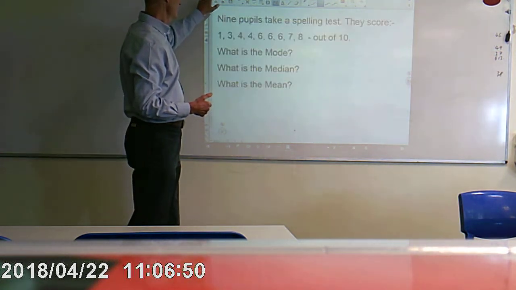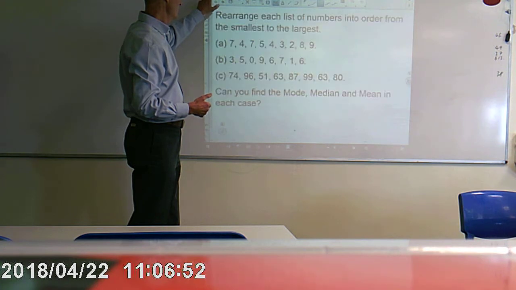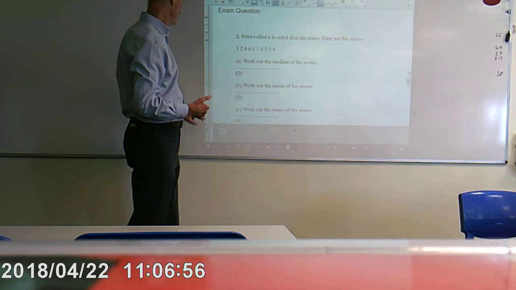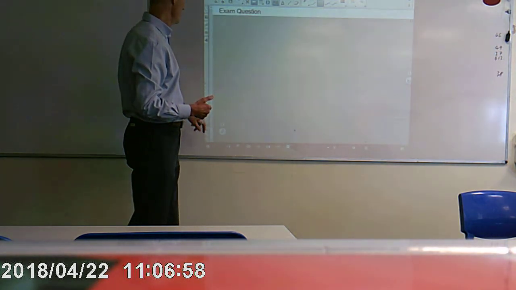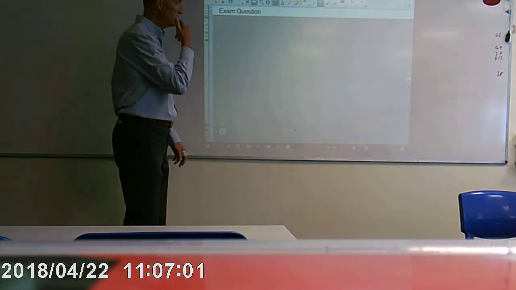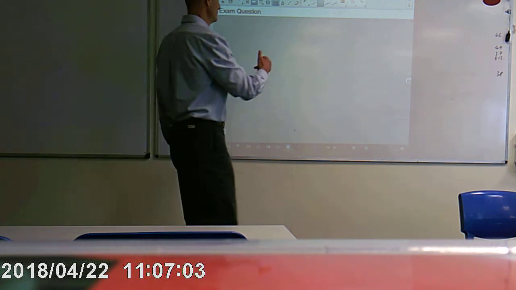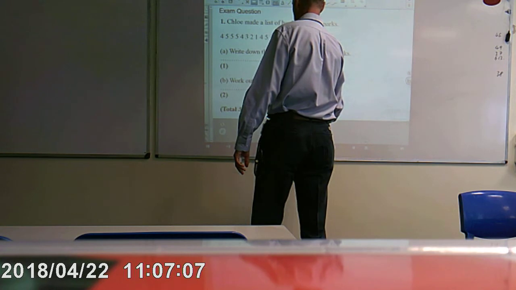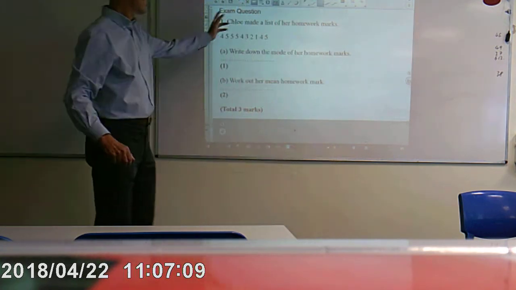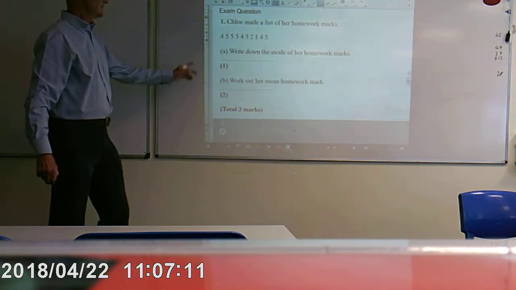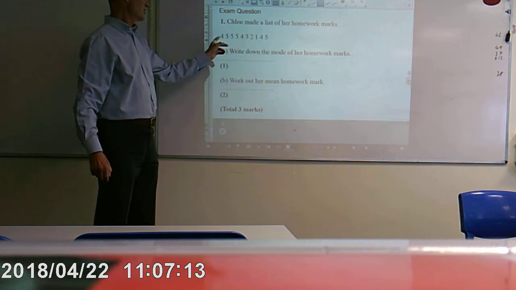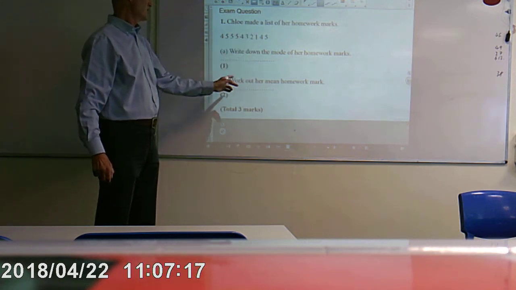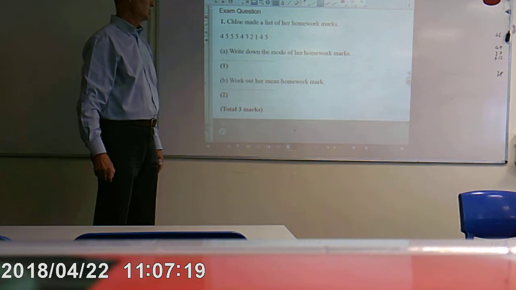So we did some examples yesterday, so let's skip past those and we'll do a new example for you. It's an exam question, this is taken off an exam paper. So let's have a look at this one. Okay, so 3 marks we're going to earn for this. Chloe's made a list of the marks she's got in her homework, and it's asking you for the mode, and it's asking you for the mean. Right, that's easy.